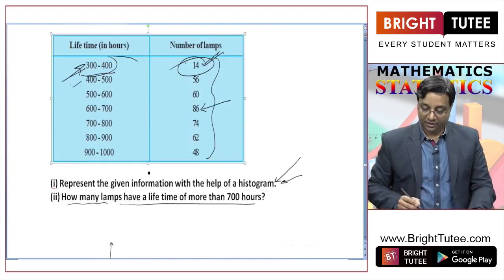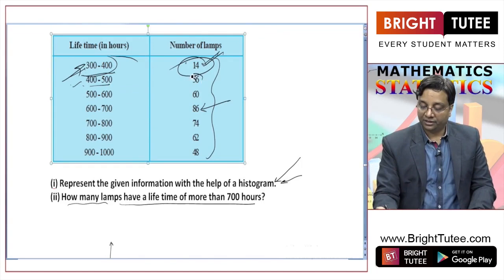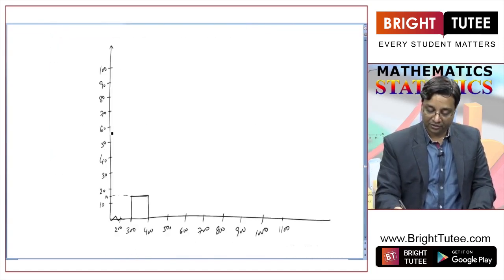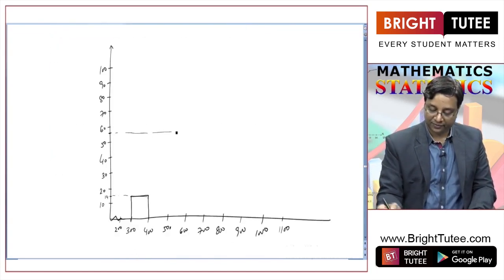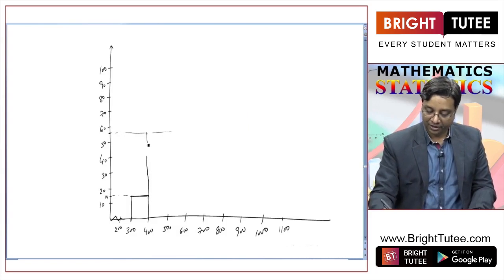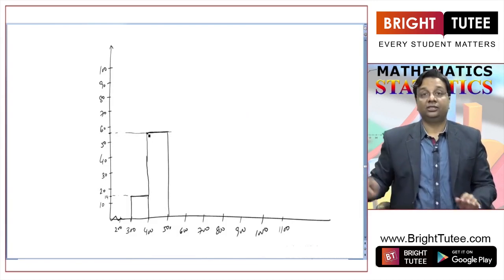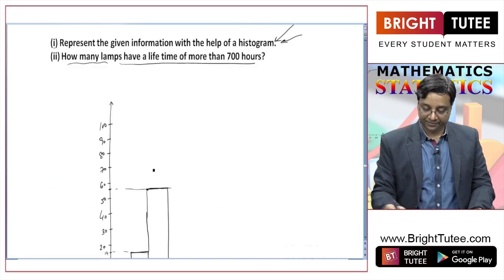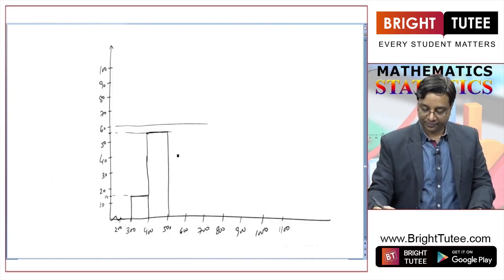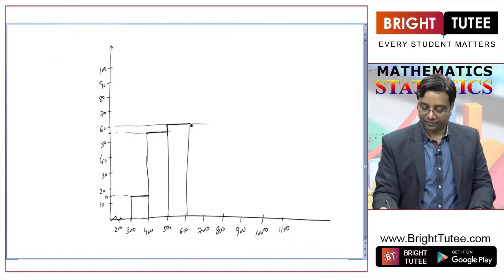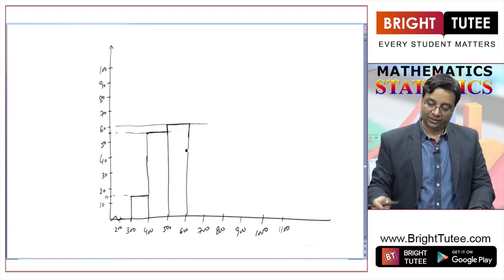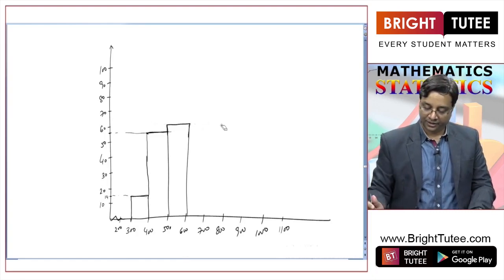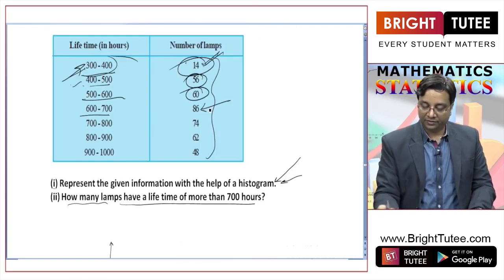Now between 400 to 500 we have 56 lamps, so 56 is somewhere here. This will be the height for this bar or this rectangle here, right? 500 to 600, 60. Okay, 600 to 700 we have 86.